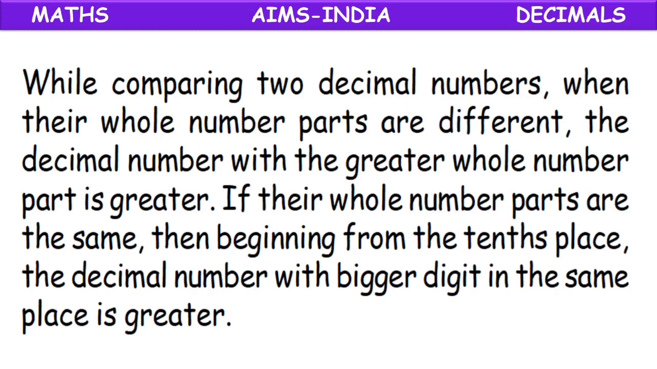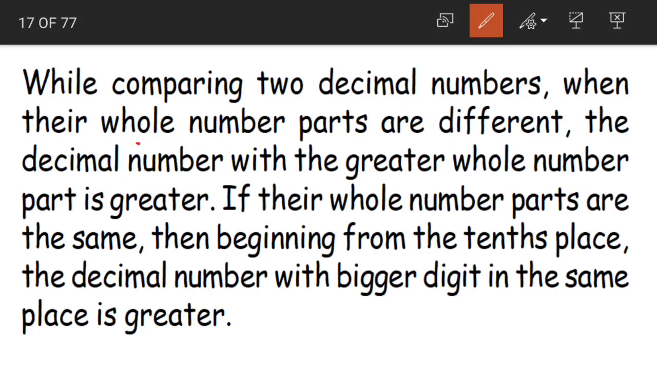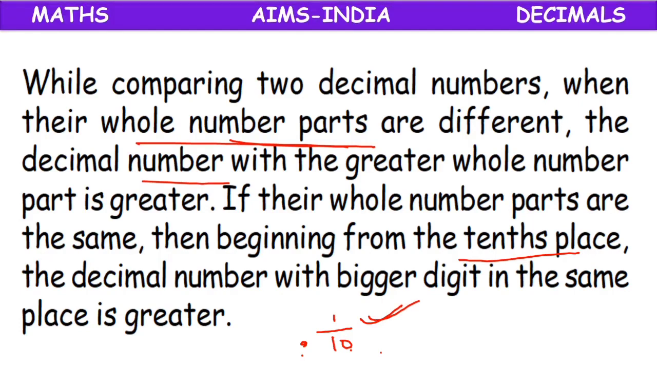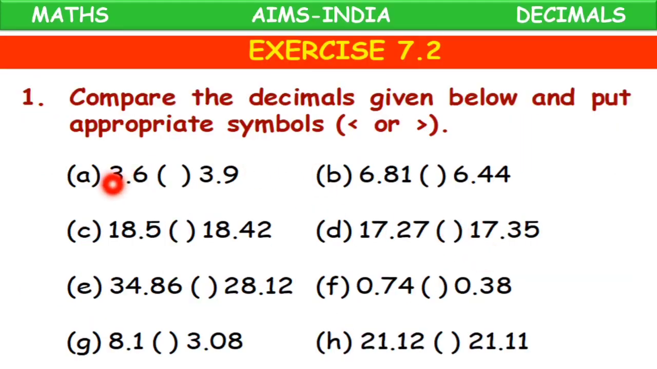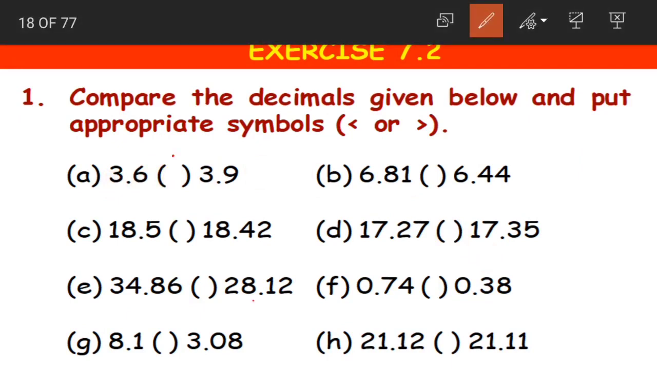What are the two things that we have to remember? First, if the whole number parts are different, then the decimal number with the greater whole number part is greater, and if they are the same, then beginning from the 1/10 place, that means the number right after the point, we will compare them. Then the decimal number with the bigger digit in the place is greater. Now we are having a little exercise where we have to compare the given decimals and put the appropriate symbol, that is either greater than or less than.